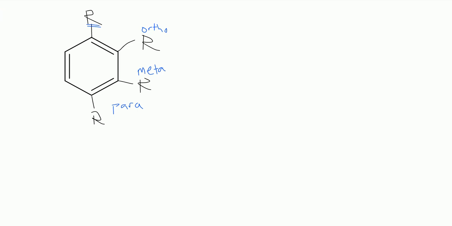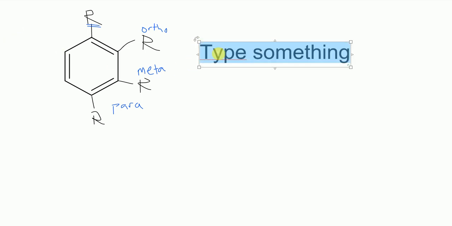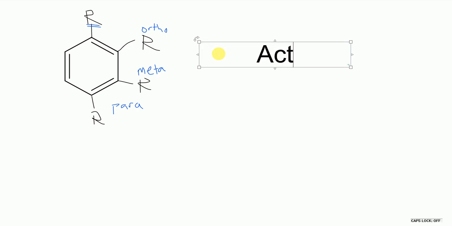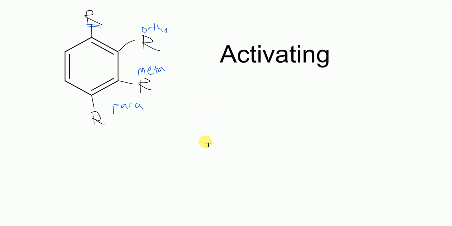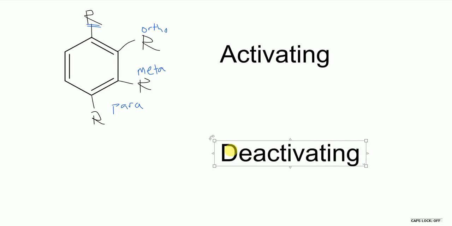Okay, so certain things I want to discuss now is activating and deactivating groups. Okay, so you're going to be learning all the different types of groups that we can add to a benzene ring, how to add them, and so on and so forth. And these groups will fall into different categories. So we have activating, right? Activating groups, and then we have deactivating. Okay, deactivating.